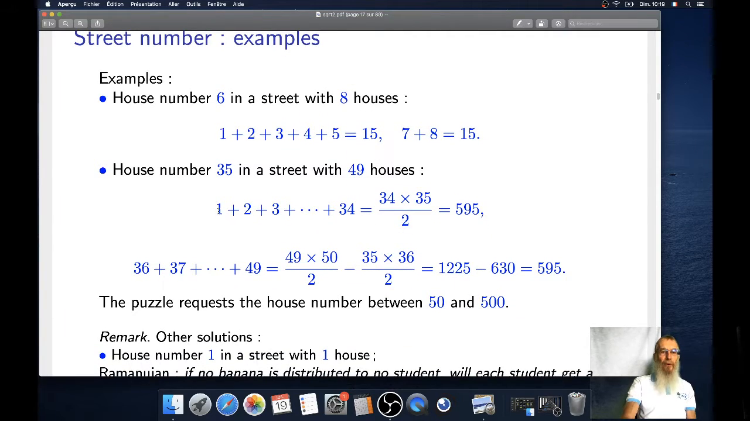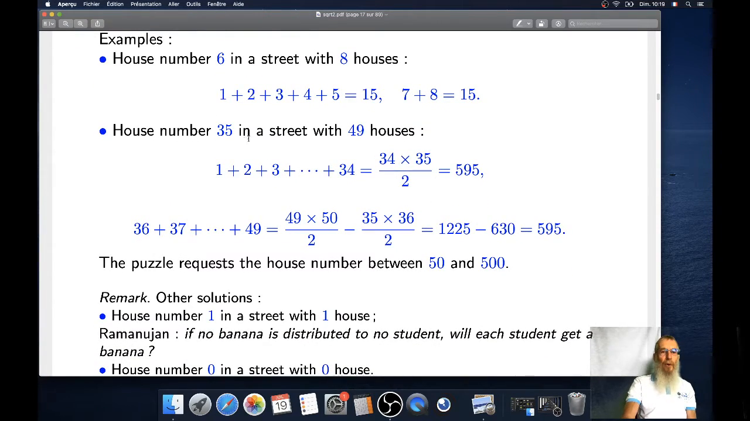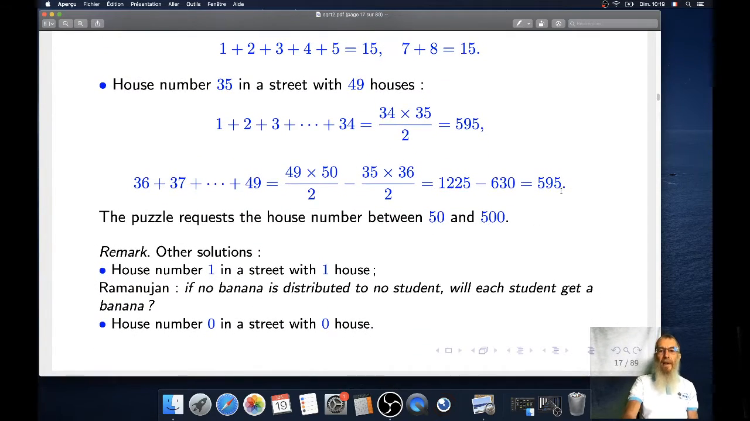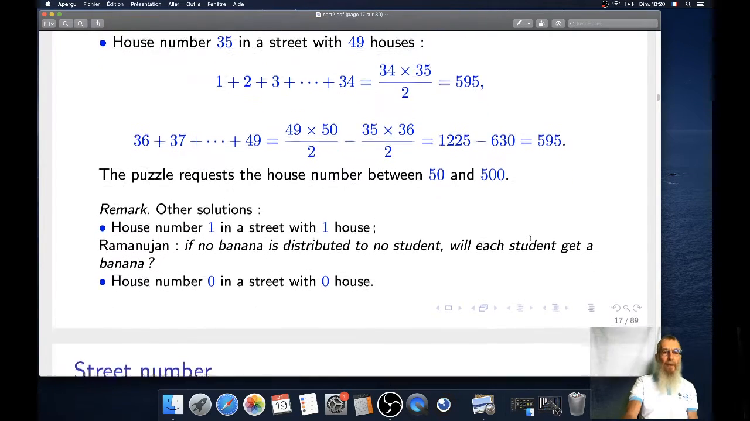Another example is 35 in a street with 49 houses. On one side, you have the sum from 1 to 34, which is 595. On the other side, you start with 36 and you go to 49. And so the sum is 1 plus 2 plus ... plus 49, which is 49 times 50 divided by 2, minus the sum from 1 to 35, which is 35 times 36 divided by 2. And so the sum is again 595.